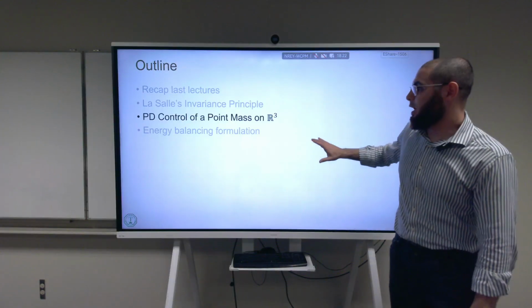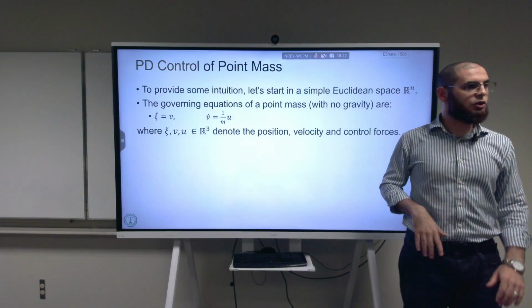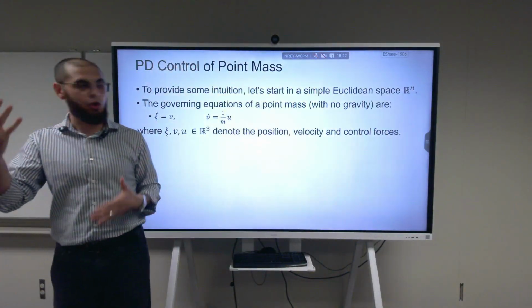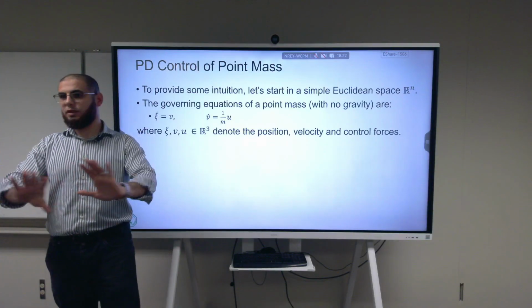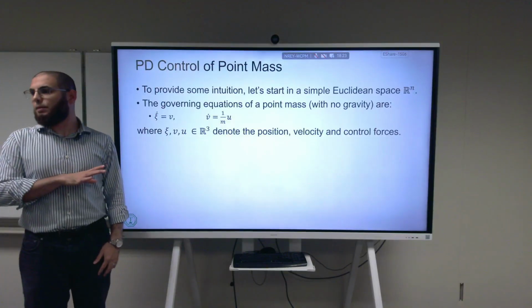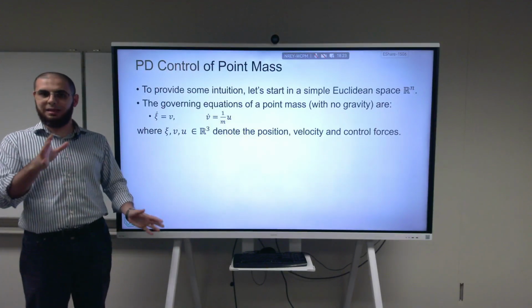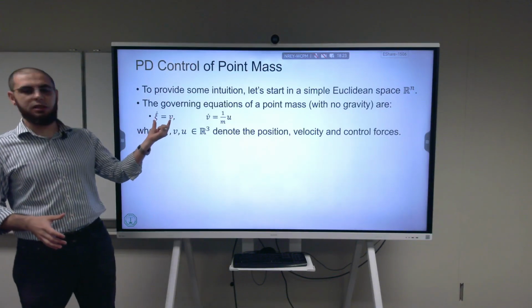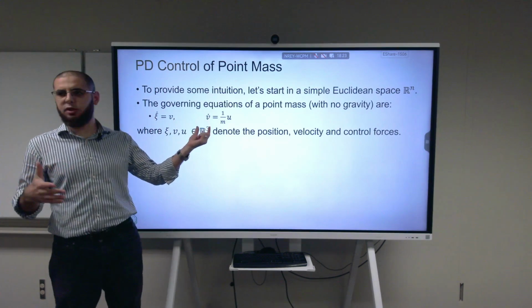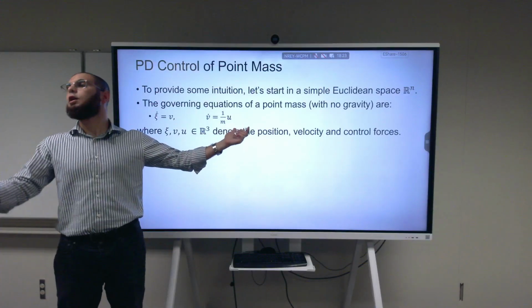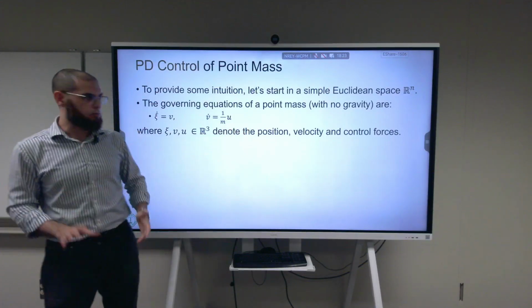In the remaining time, let's look at PD control on R3. I'll go very quickly on this because I just want to show you a different way of looking at what you already know. This is simple PD, so that's bachelor stuff. Let's look at the point mass in R3, a prototypical example. The rate of change of position is equal to velocity. The rate of change of velocity is equal to 1 divided by the mass multiplied by u. u here is the control force that you apply to this point mass. So that's the simple system.